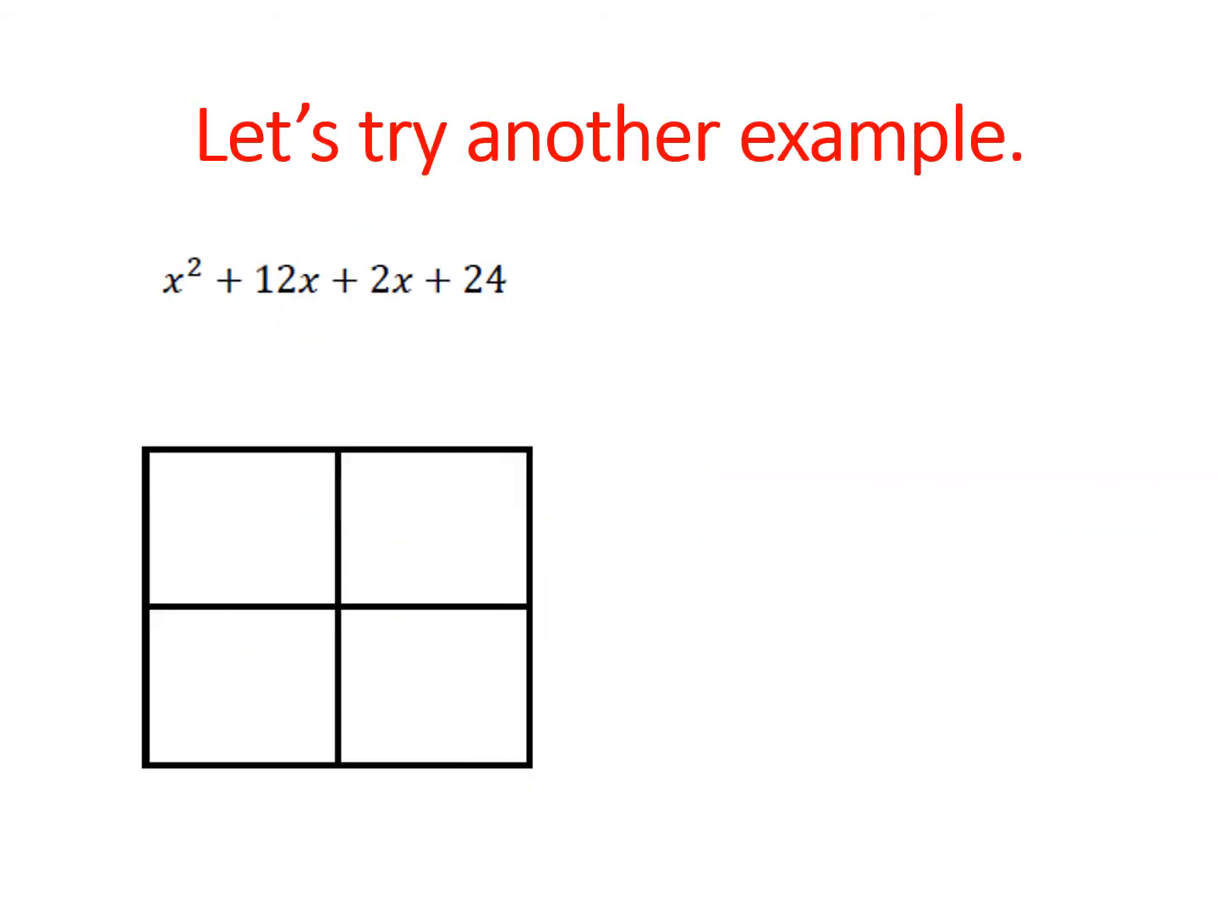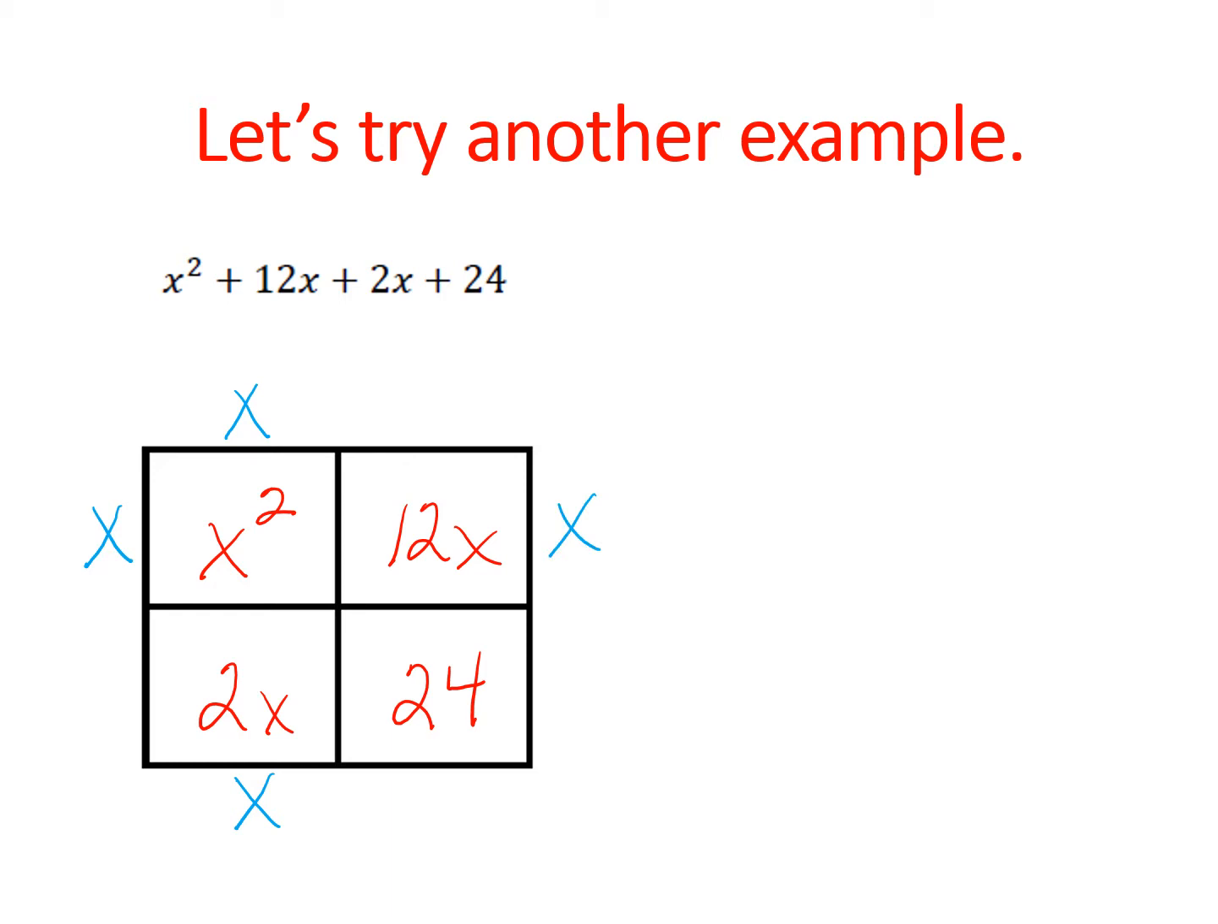All right, so let's look at another example. x squared plus 12x plus 2x plus 24. Again, step 1, I'm going to fill in the 4 blocks. And again, like last time, we start in the upper left-hand corner and we ask ourselves, what can we multiply to get x squared? And we only have one option. It is x times x. Again, if the top segment is x, then the bottom is x. If the left-hand side is x, the right-hand side is x.